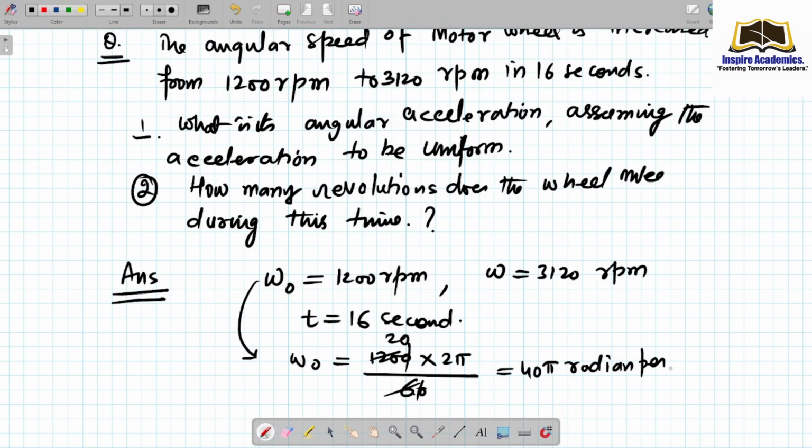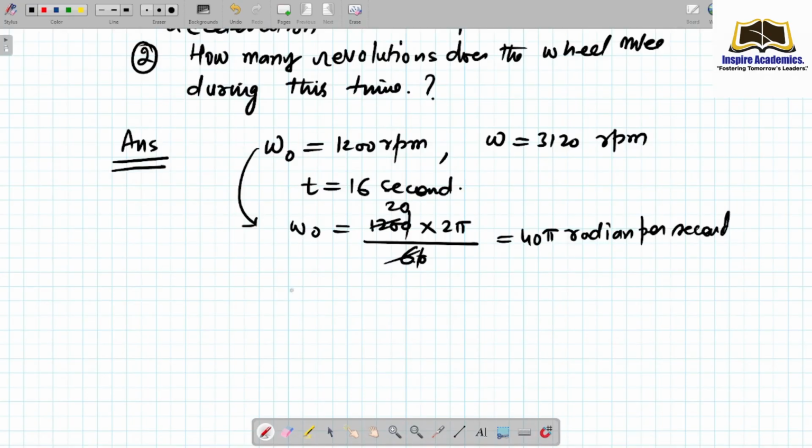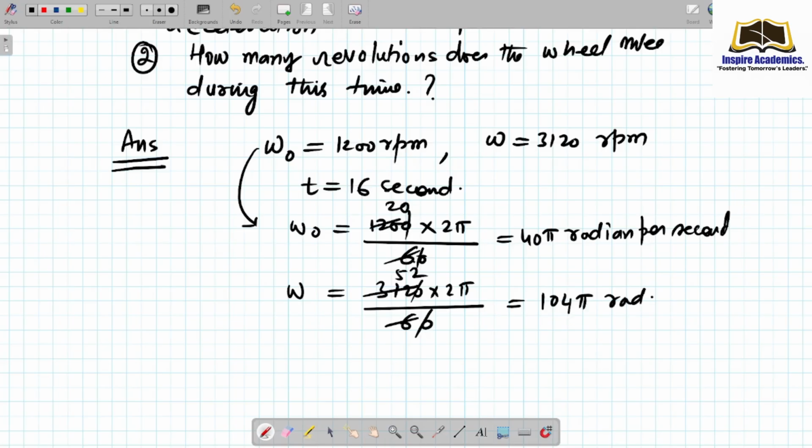Is that understood? Similarly, find out omega. Omega is 3120 into 2 pi upon 60. Cutting down, you have 104 pi radian per second. Got it?